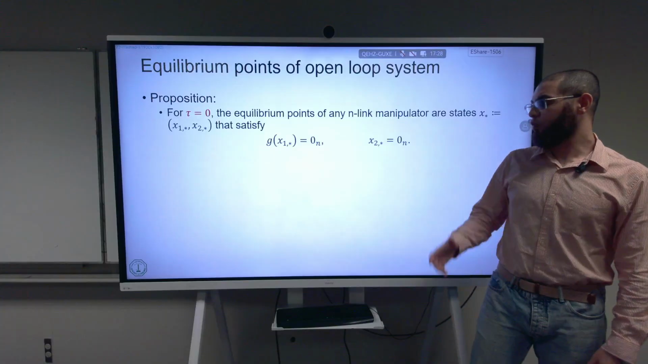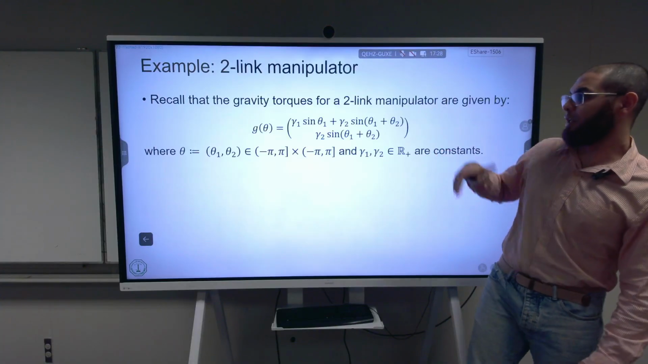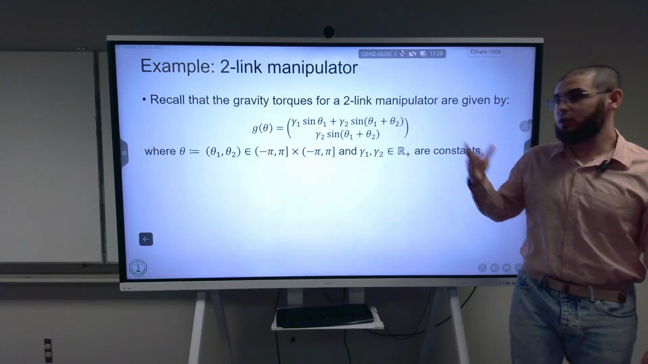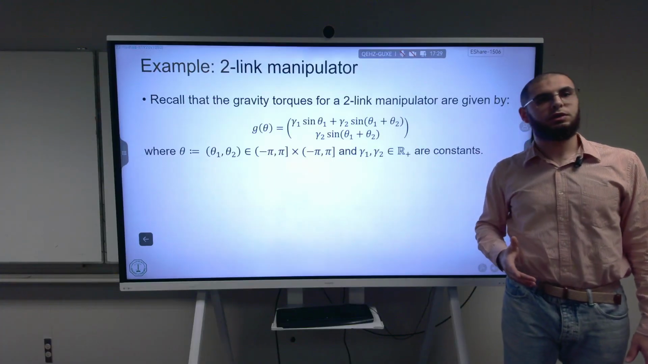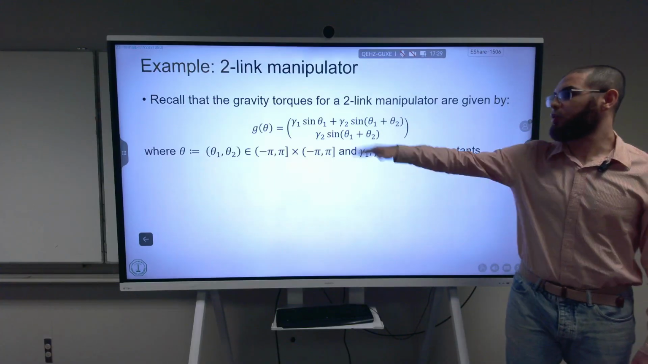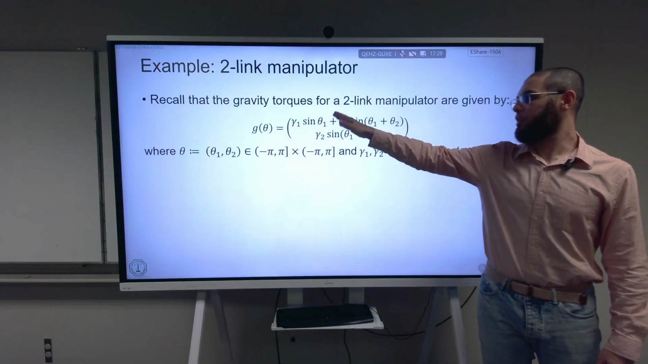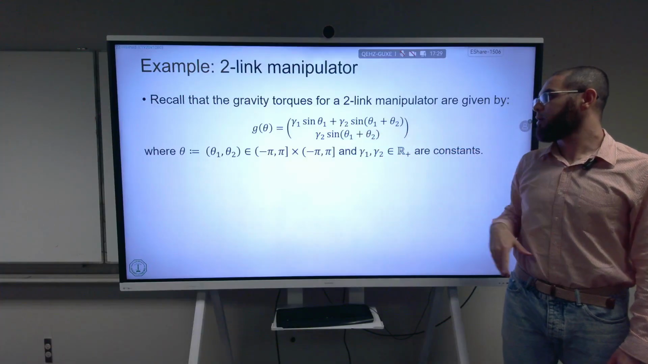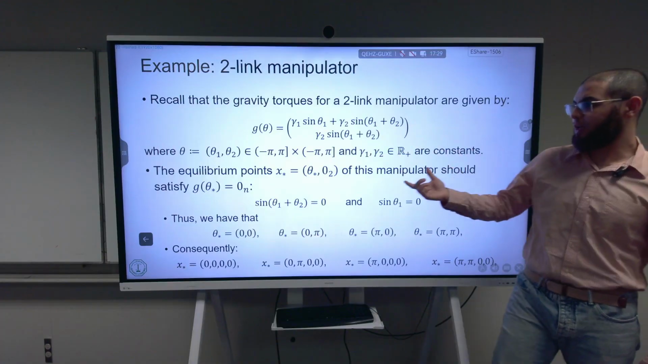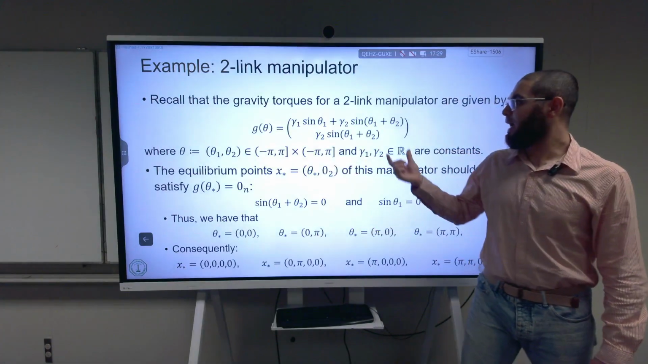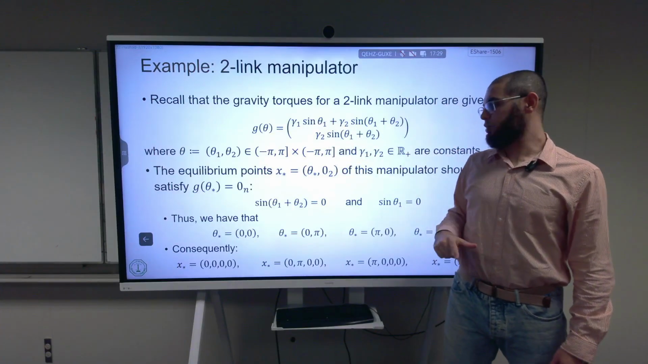Okay, we don't have an example here. Yeah, so the two-link manipulator. This was what you had in the assignment. This was the gravity torques as a function of theta. They were given by some constants, gamma 1 and gamma 2. They're all positive, but they were a function of theta 1 and theta 2 in this way. And then to solve for the equilibrium points, you simply have that this should be equal to 0, but also that should be equal to 0 at the same time.